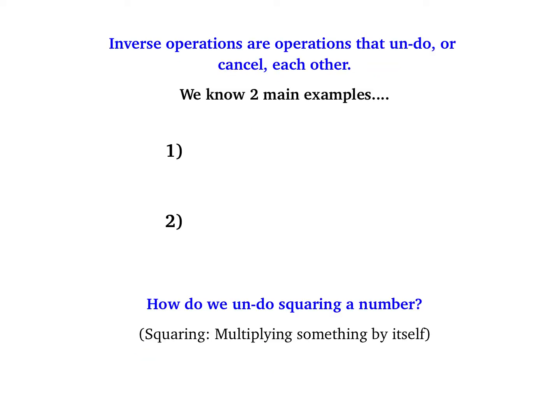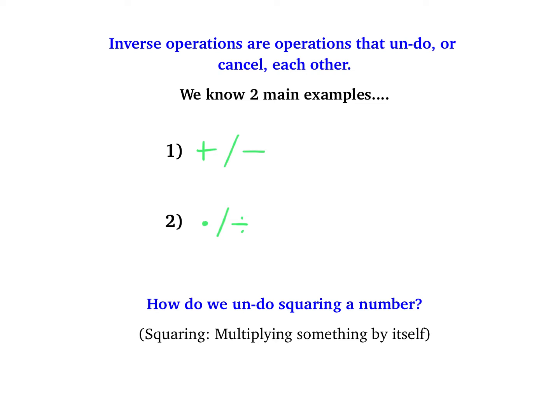So our next thing would be the opposite of squaring something, or its inverse operation. We know a couple of main examples already. We know that addition and subtraction are inverse operations. They undo each other or cancel each other out. Then we also know that multiplication and division are inverse operations.